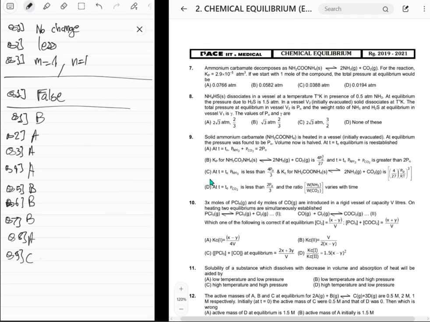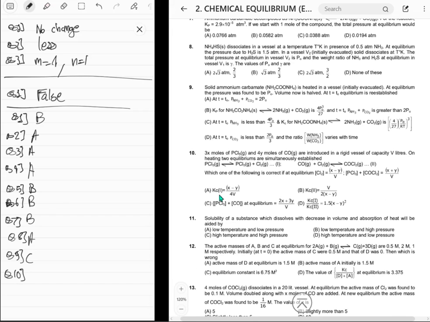Question number 10. 3x moles of PCl5 and 4y moles of CO are introduced in a rigid vessel of capacity V. On heating, two equilibriums are simultaneously established. PCl5 gives PCl3 plus Cl2, and this other equilibrium. Which of the following is correct if at equilibrium Cl2 concentration is x minus y upon V, and PCl3 plus COCl2 is constant?